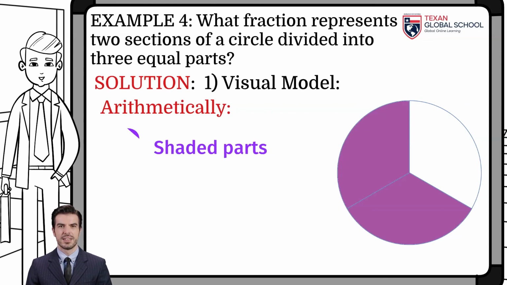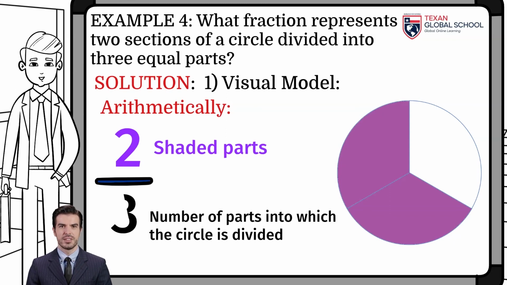The numerator is the number of shaded parts. In this case, it is 2. The denominator is the number of parts into which the circle was divided. In this case, 3. Therefore, the fraction is 2 over 3 or 2/3.